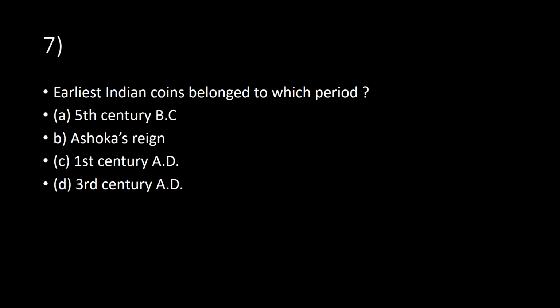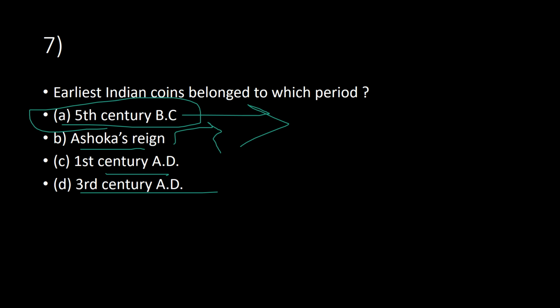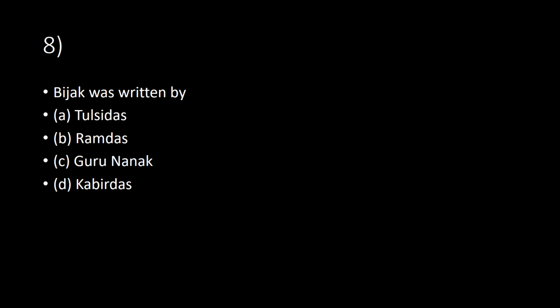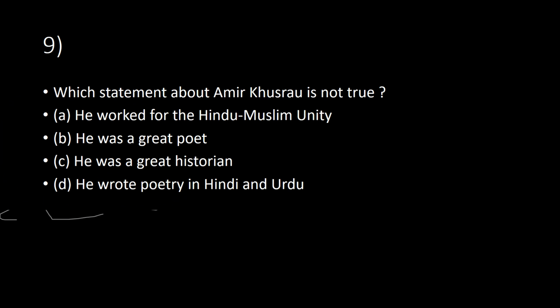The earliest Indian coin belonged to which period? Was it during Ashoka's reign? Ashoka's reign is in the 300s BC. The other options were 1st century AD, 3rd century AD, and 5th century BC. So the earliest Indian coins belong to the 5th century BC. Next, Bijak was written by, was it Tulsidas, Ramdas, Guru Nanak, or Kabir Das? The answer here is Kabir Das. Bijak is by Kabir Das.